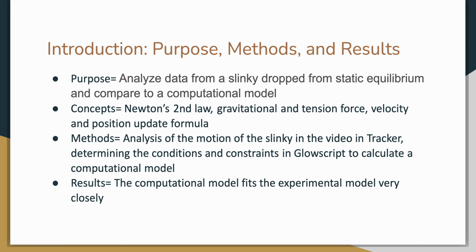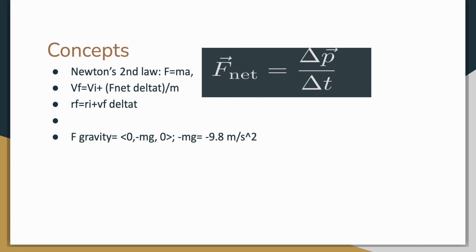Results. The computational model fits the experimental model very closely. Now, the main concepts in this experiment are Newton's second law, which is force equals mass times acceleration, or delta momentum divided by delta t. We also need the velocity update formula, which is Vf equals velocity initial plus F net times delta t divided by mass, and the position update formula, which is Rf equals Ri plus Vf times delta t.